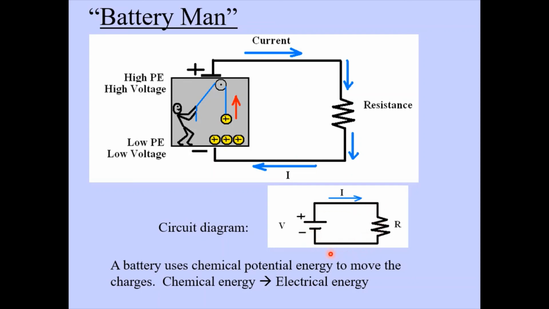So this diagram here, we can now interpret. We've got a battery over here with some voltage V. We've got current I flowing through this circuit, and this zigzag line over here represents a resistance in the circuit.